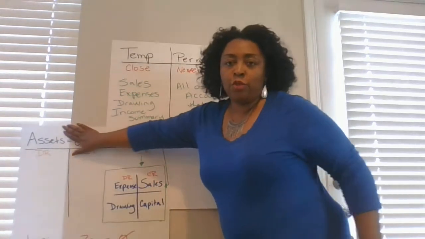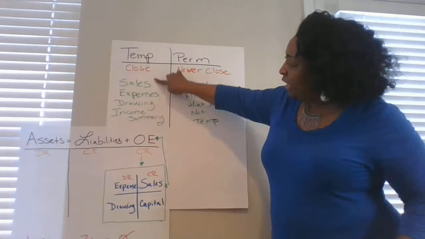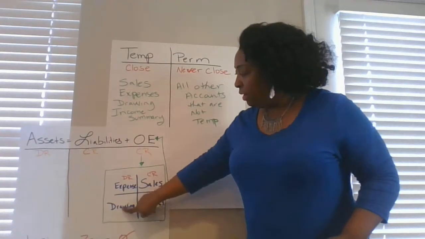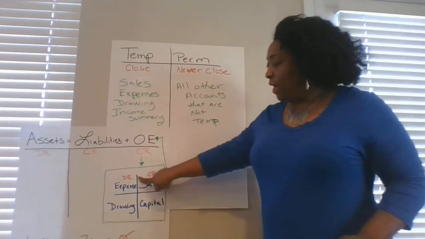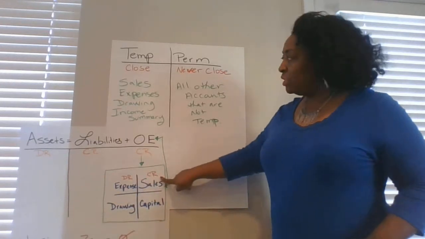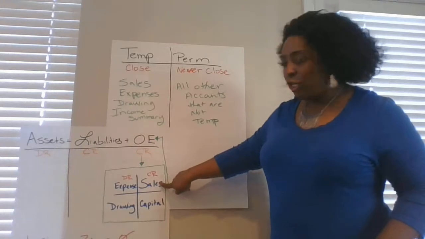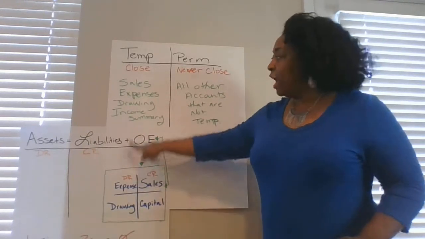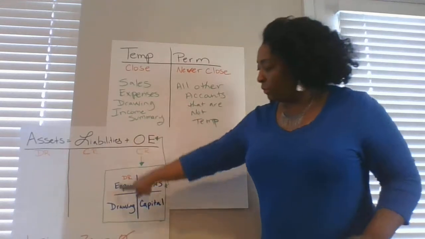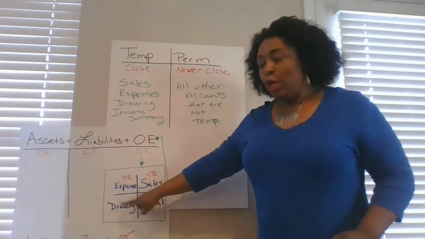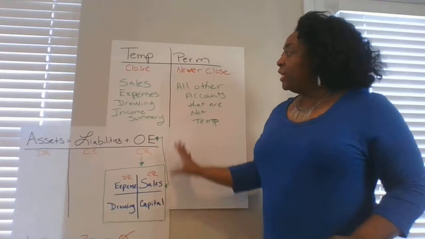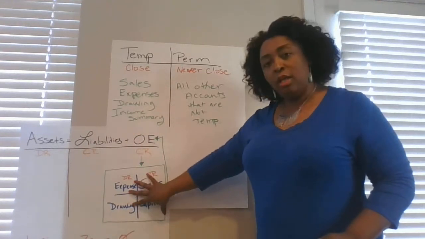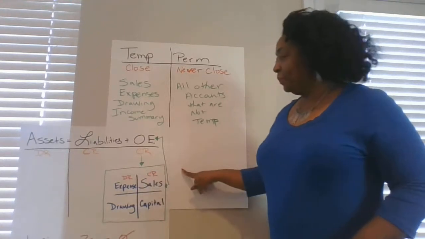I want to take a moment to draw something to your attention. Look at our temporary accounts. Some of them are also our owner's equity accounts. Sales is an owner's equity account. Expenses, owner's equity account. Drawing, owner's equity account. So that lets you know that most of the accounts that we are closing are part of owner's equity.